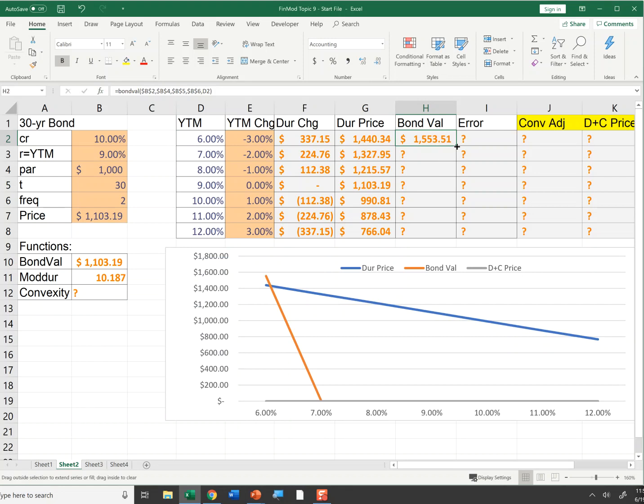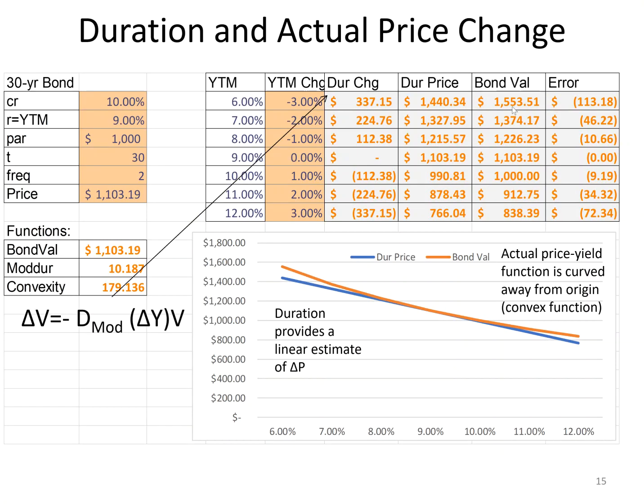So I copy that down, and what you see is the actual price yield relationship appears to be a convex function, right? Bows away from the origin, and it's an inverse relationship. So this is the actual price yield relationship of the bond. Now if I just look at the pricing errors, you'll notice that the duration price is always too low. The actual bond value is higher for different rates, varying from 9%.